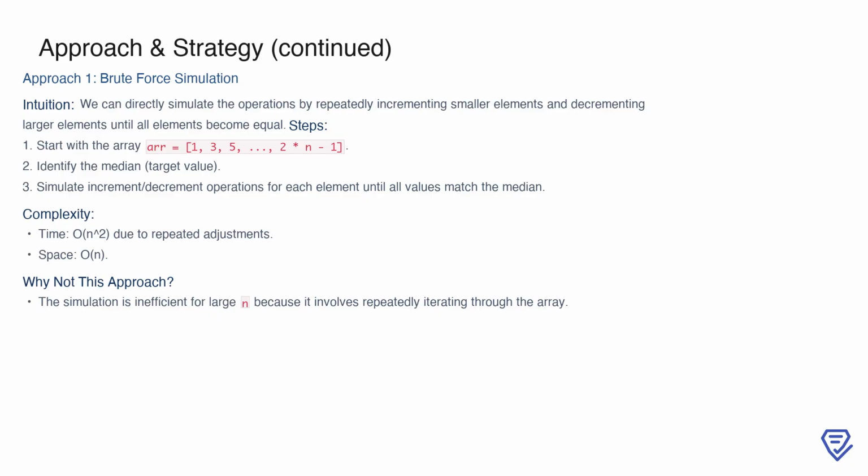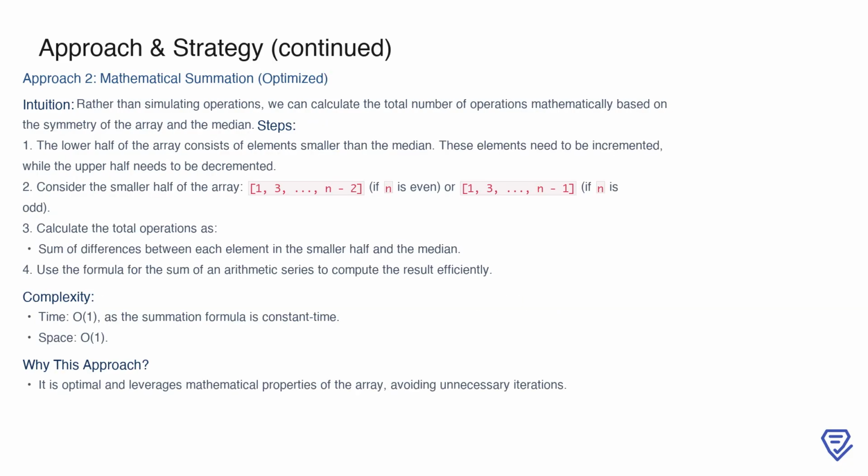While this approach is straightforward, it is computationally expensive. Since we need to repeatedly adjust the values of the array, the time complexity is O(n squared), which becomes inefficient as n grows larger. Additionally, it has a space complexity of O(n). Due to these inefficiencies, this approach is not suitable for large values of n, making it impractical despite being easy to implement. Instead of simulating the operations, we can use a mathematical approach to optimize the solution.